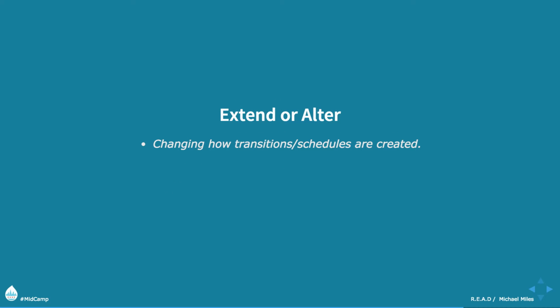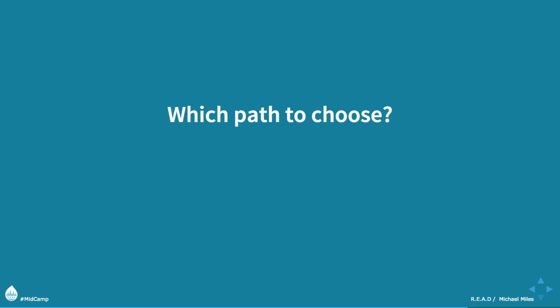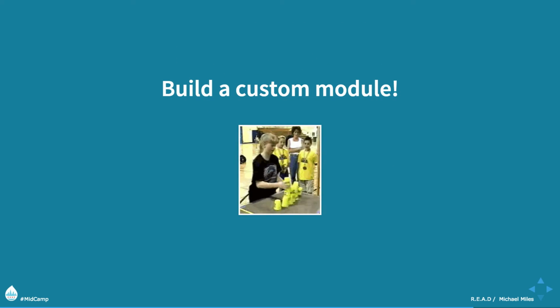Well, I'm changing how transitions and schedules are created, and I'm changing the purpose of the module. The module does an excellent job if you want to be able to schedule the publish and unpublish dates for a node, but doesn't do a great job if you want to be able to select what the transitions are and schedule those. So I have to alter the module to do that. I'm altering its goals. So which path did I choose? Use the module as is, patch the module, or write my own module. Right, I wrote my own.